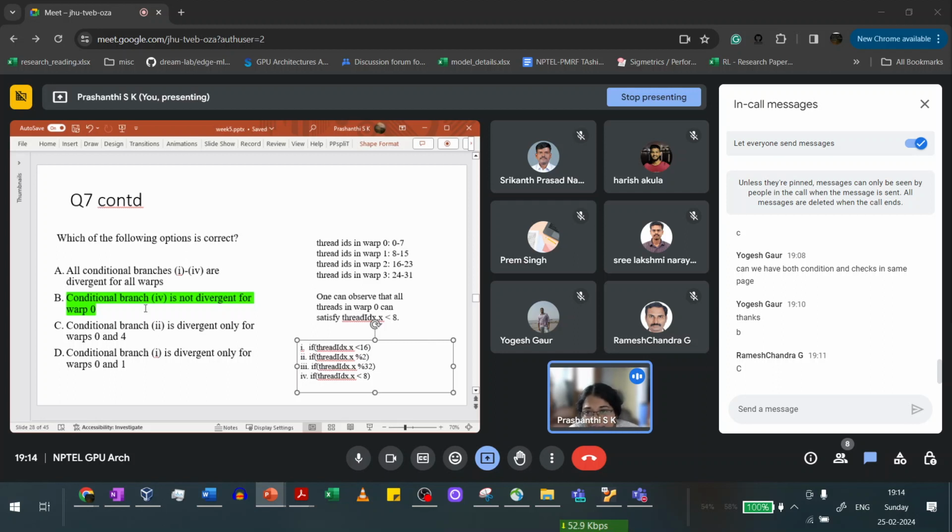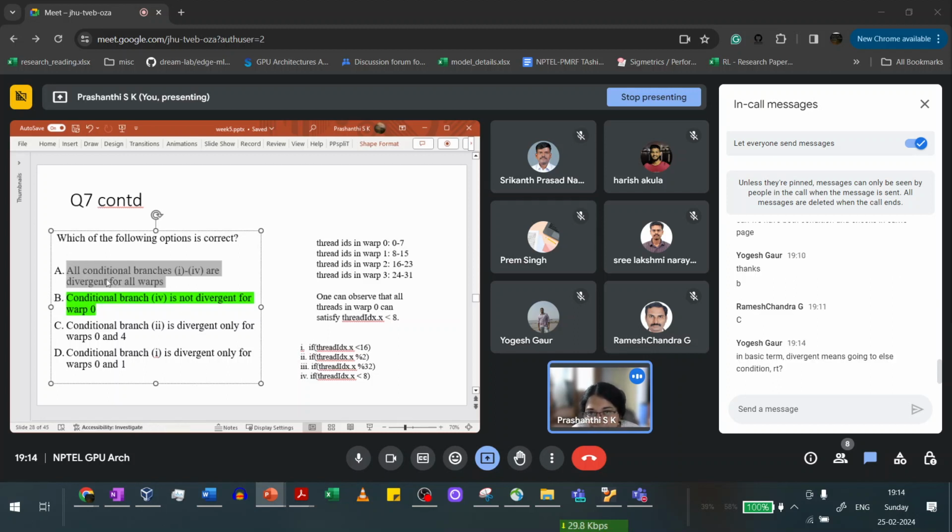So now let's start with this correct answer and first see conditional branch 4: threadIdx.x less than 8. If you look at warp 0's thread IDs 0 to 7, all of them satisfy this. So for warp 0, this conditional branch is not divergent. This is definitely correct. Therefore, "all conditional branches are divergent for all warps" becomes wrong by definition, because you already have one conditional branch that is not divergent for warp 0.